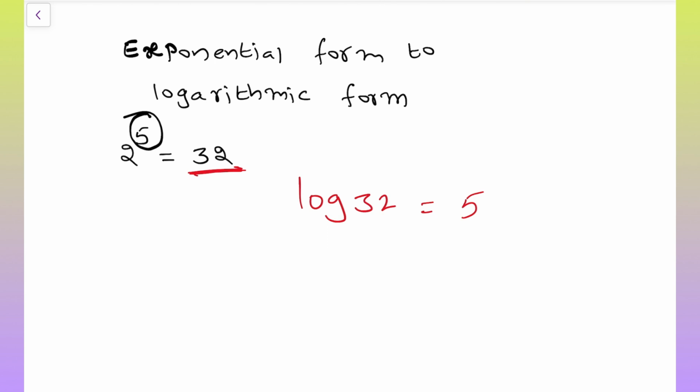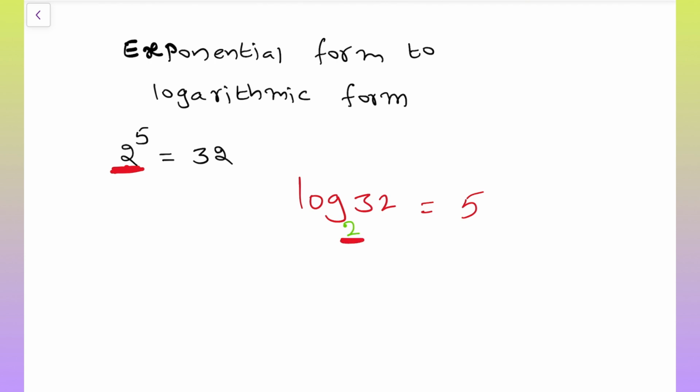Now observe this total question. 2 power 5 equals 32. Number 32 completed, number 5 completed, then remaining is base 2, right? Here also you write it as the base only. Finished. Converting from exponential form to logarithmic form: 2 power 5 equals 32 is converted as log 32 base 2 equals 5. Just one thing, always keep it in mind, here the base is 2, here also the same base will be there.